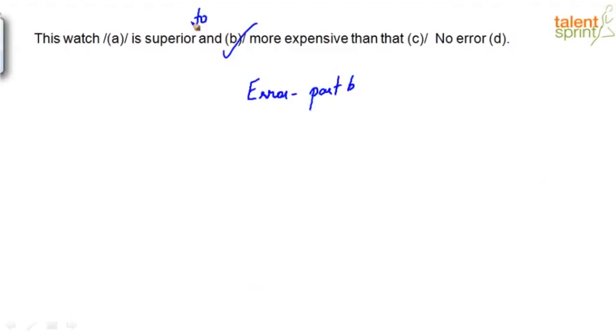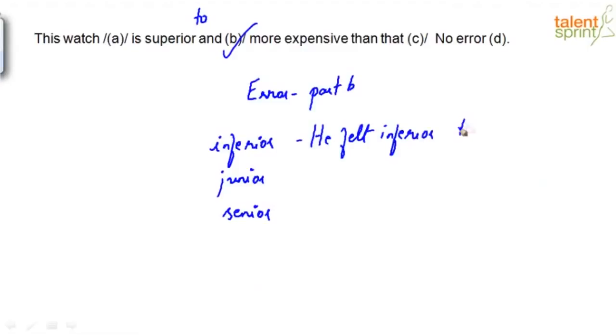So the rule is pretty simple, right? When you're comparing something, adjectives ending in IOR, so for example, inferior, superior, all of these, junior, senior. If you notice all these in a context, you'll always have to following it, right? Quickly some example sentence. He felt inferior to his older sibling, right? Inferior to. Yeah. So when you're comparing these sort of adjectives ending in IOR, superior to and more expensive than that.